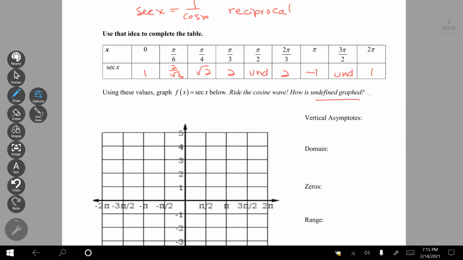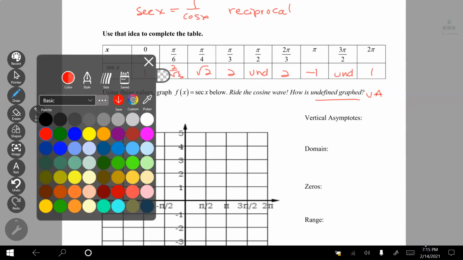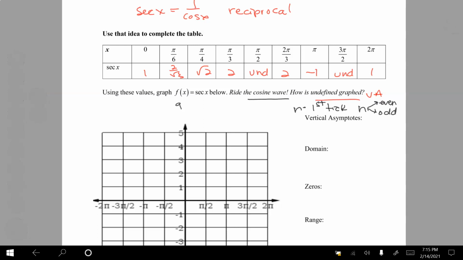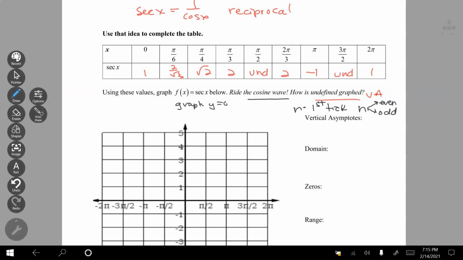Again, how do I graph undefined? They become vertical asymptotes. My pattern for my vertical asymptotes is always going to be n times whatever the first tick mark is, and then I have to decide, is that the even or the odd squares after the y-axis? Because once you set it up, every other square on the x-axis is going to be a vertical asymptote. I'm going to roll the cosine wave. So I'm going to graph y equals cosine of x to draw y equals secant of x.